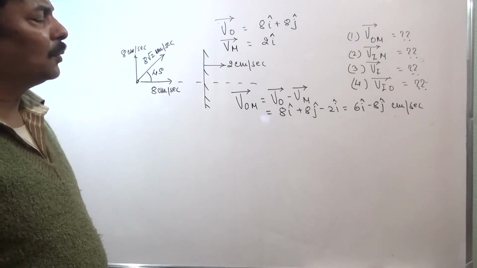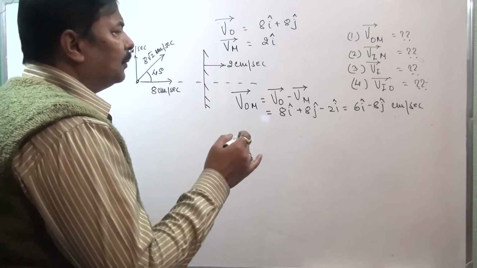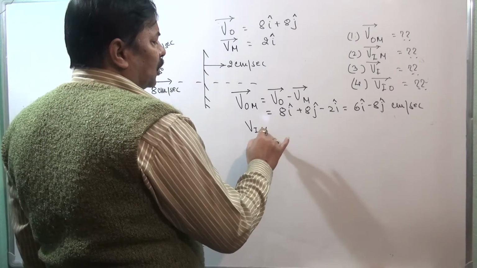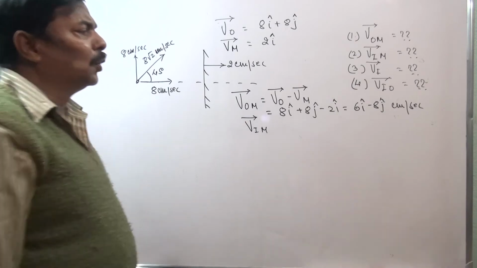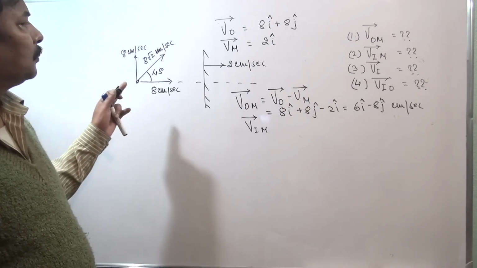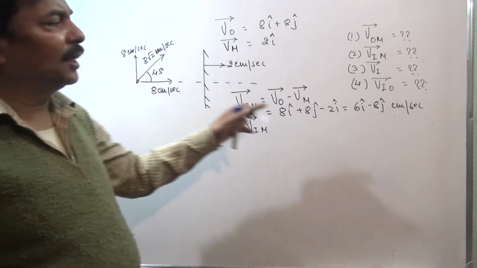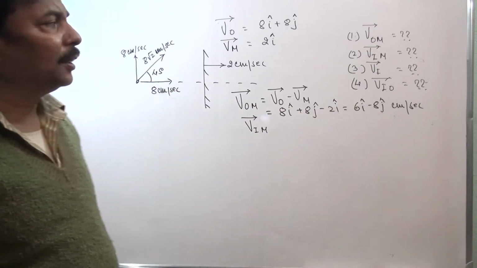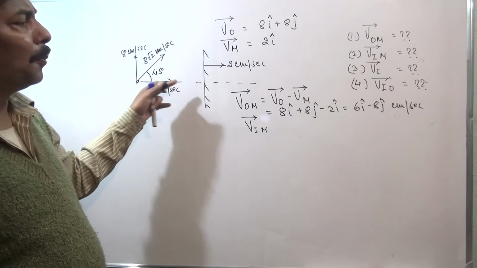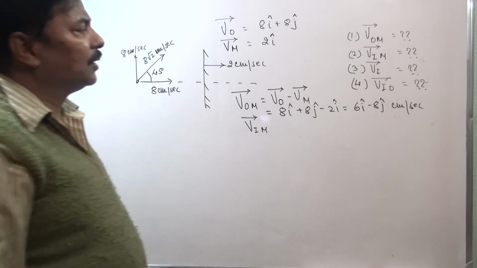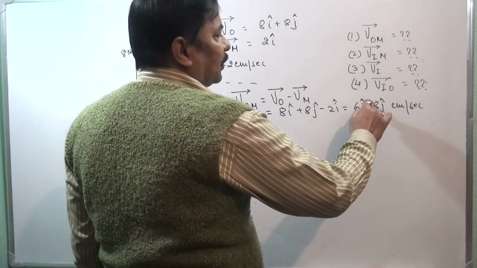If we talk about the second, you should understand the velocity of image with respect to mirror. As I told you, the parallel component should remain the same, that means there is no change in this component, but the perpendicular component needs to be changed. So if it needs to be changed, here it should be plus 8j.